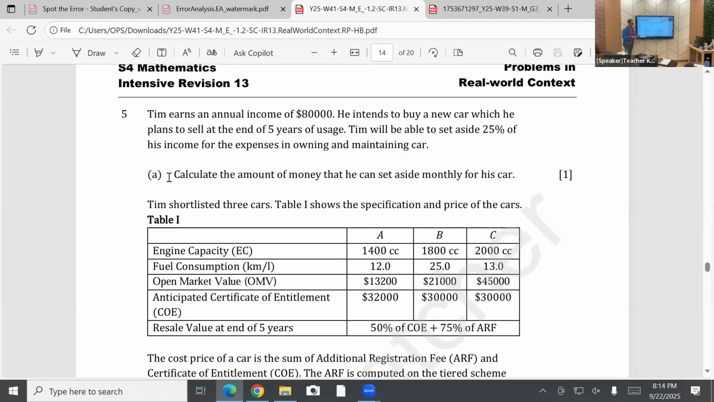What do you think? For this here, I think the two of you will still be able to do this because it's just simple interest. This question is on simple interest. You all learned about simple interest already, right? So what do you think? What will you get for this question?